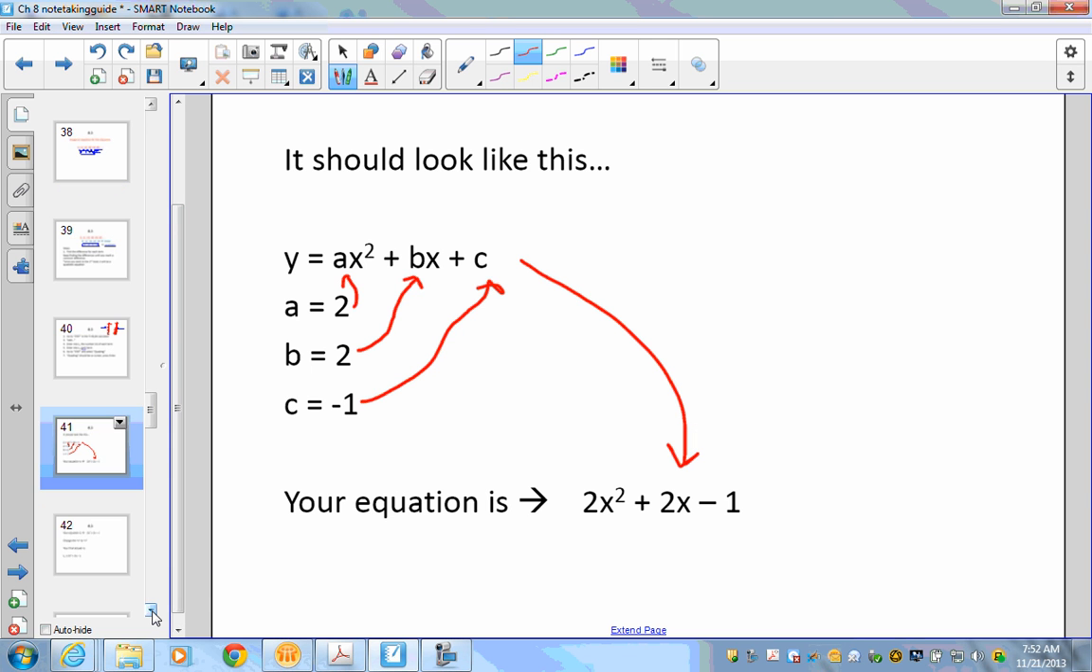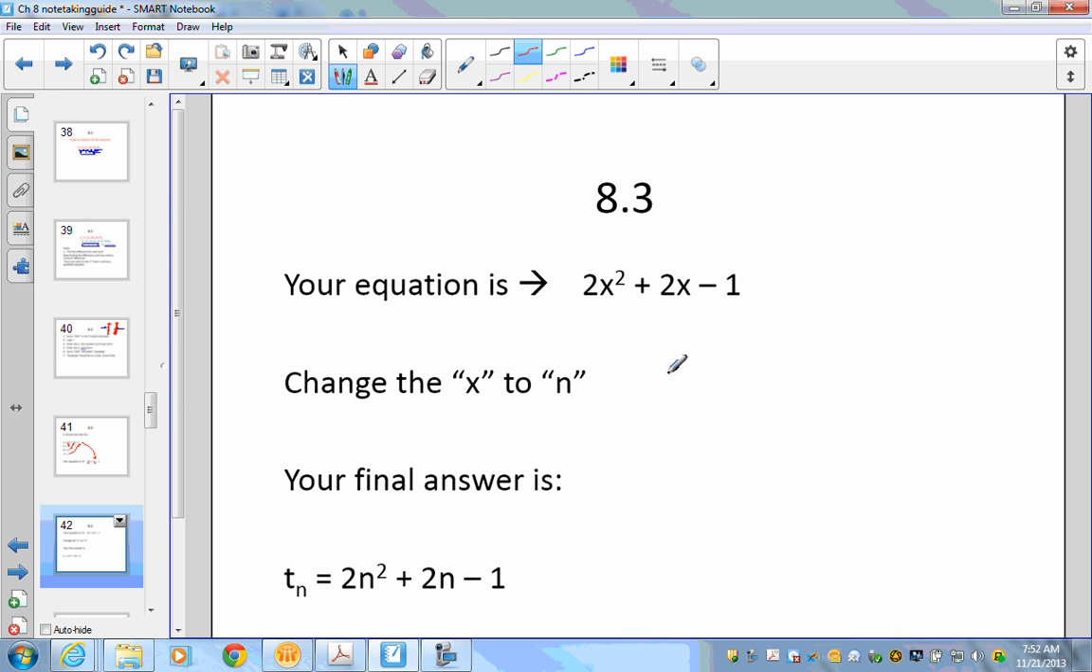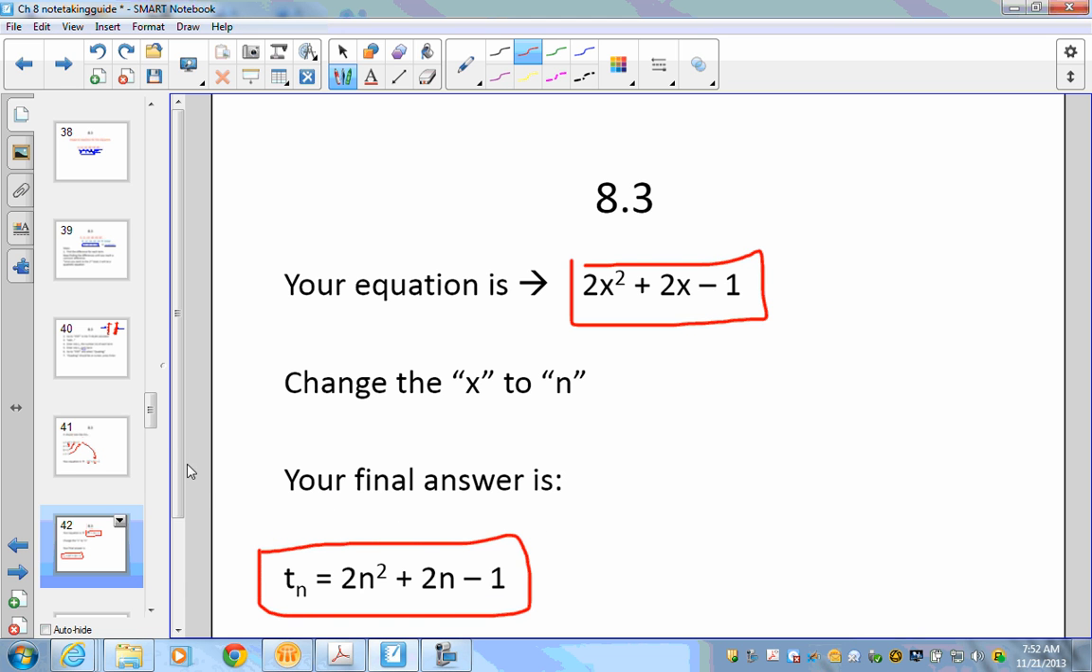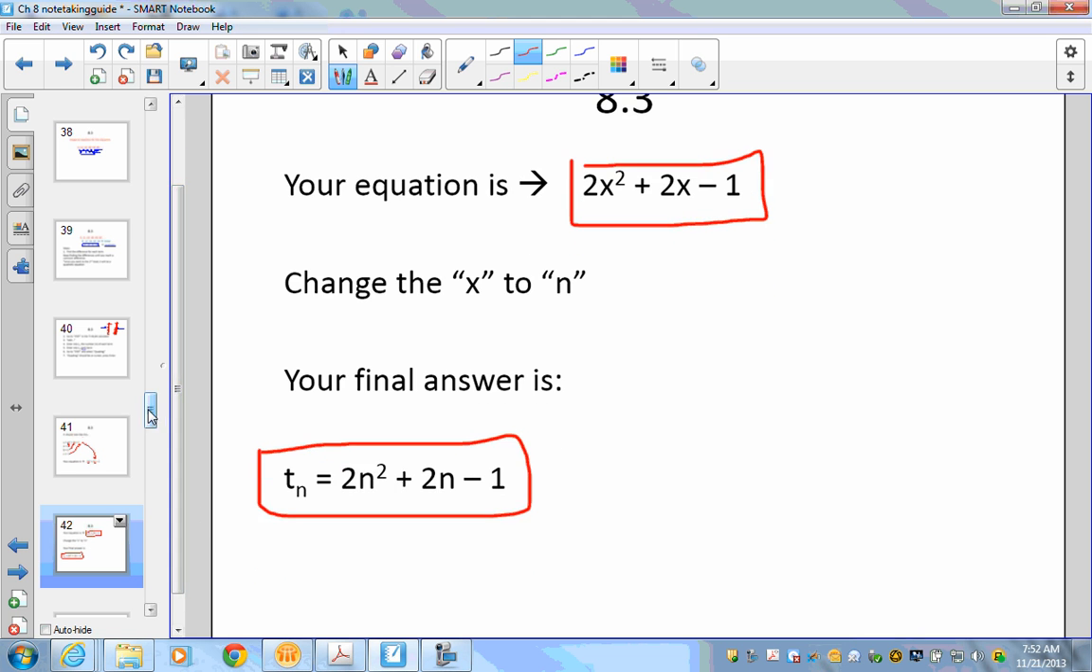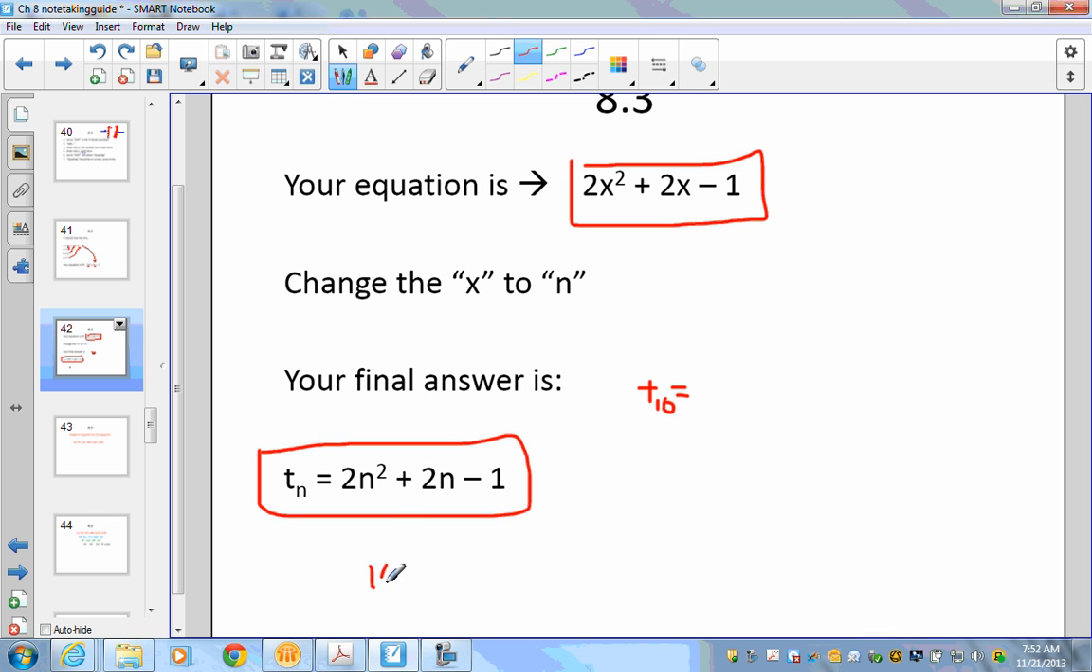Now the last thing we're going to do is, since we don't really deal with x's, we deal with n's, we're going to change up the equation from this right here to this right here. And so from here you have your equation, and then from here you can figure out anything you want. For example, if I wanted to figure out my 10th term of this particular equation, I would take a 10 and plug it in everywhere I see n, and so my answer would be 219.